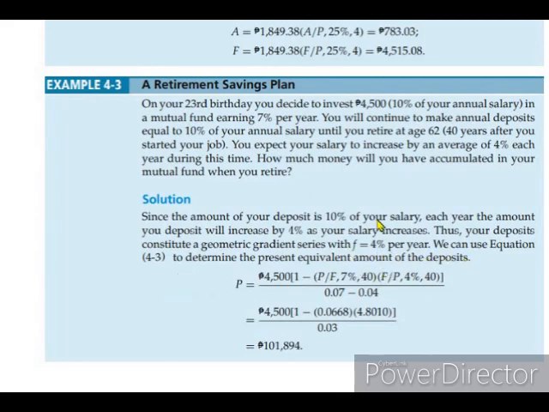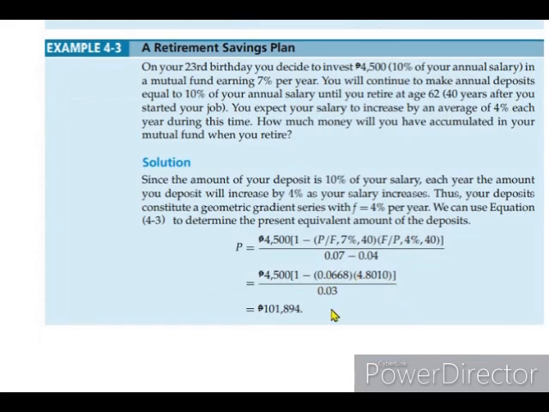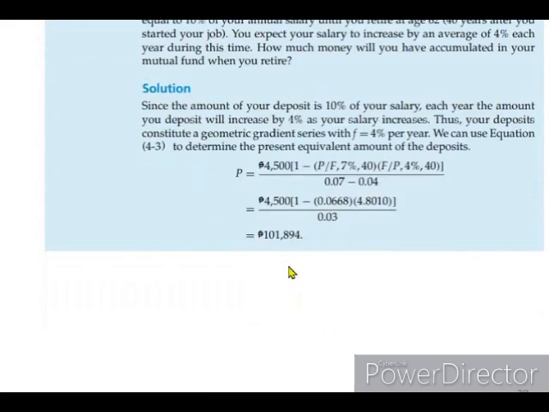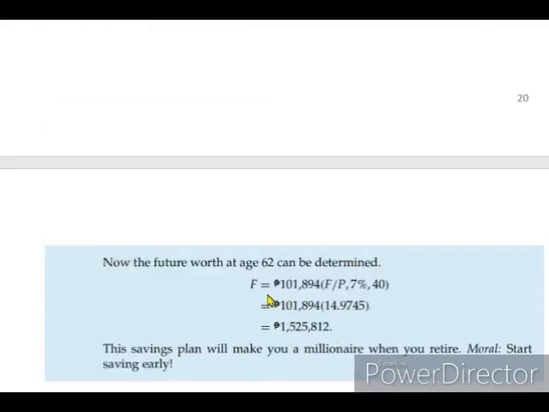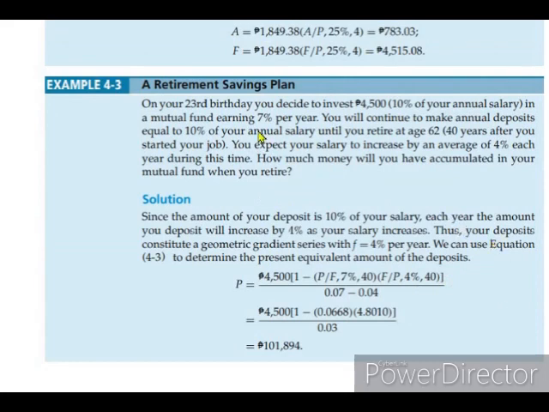We can use the equation. Yung kanina equation sa taas, guys, yun pa rin. Yung A sub 1 mo, 4,500 pa rin. So, 1 minus, ito pa rin yung equation kanina. Simplify, ito yan. So, 101,894 pesos. Hanapin mo ngayon yung F. May P ka na, kunin mo yung future worth sa age na 62. Given na 40 years later. So, F given P na to, nakuha mo yung P. 7% guys, given dito, per year.